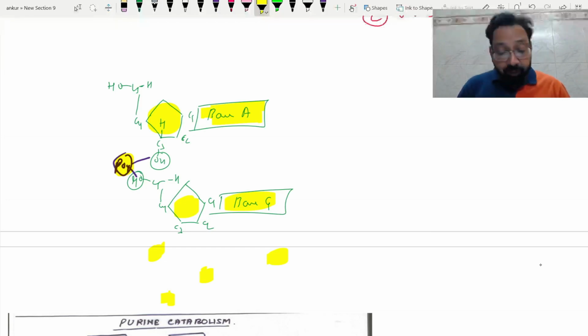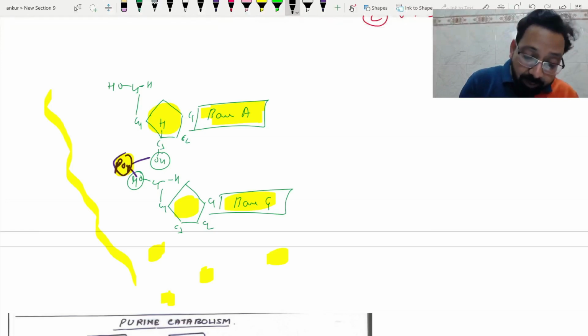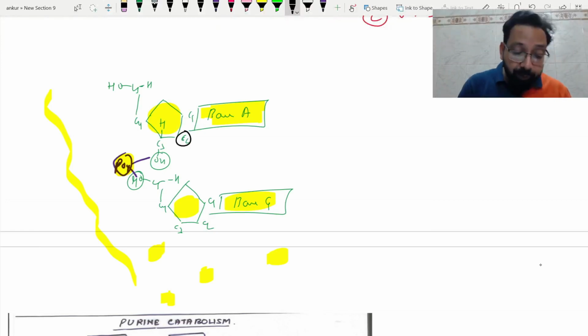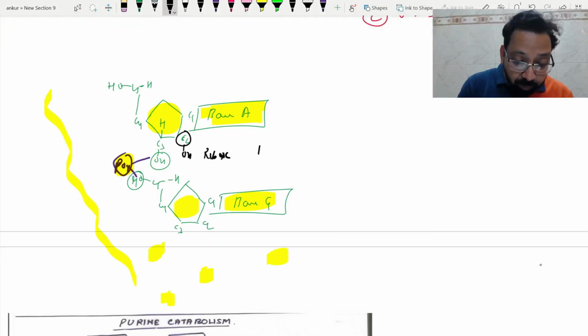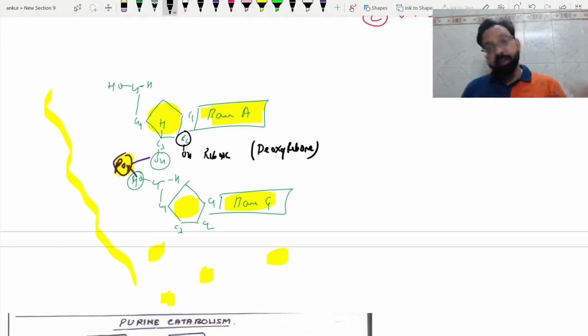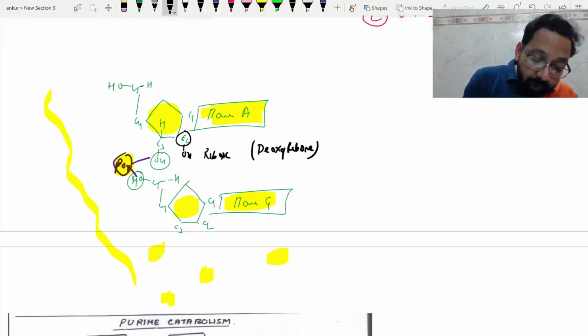If I ask you whether this strand is of DNA or RNA, you will ask me, sir, what is the situation of C2? If C2 has OH, the sugar is ribose. And if C2 has only H, no oxygen, then it becomes deoxyribose. So if the sugar is deoxyribose, this is DNA. If the sugar is ribose, this is RNA. So you determine DNA or RNA on the basis of sugar.